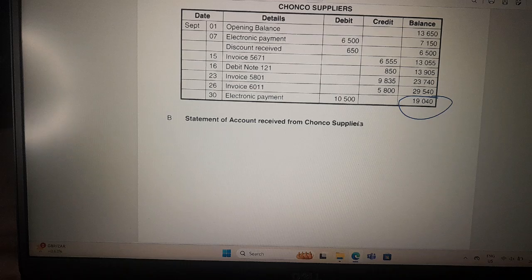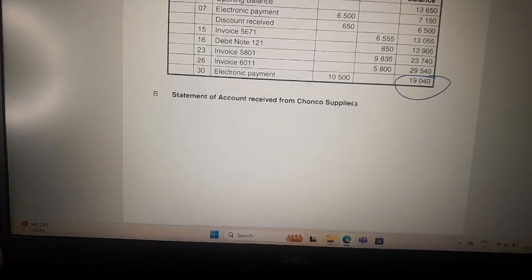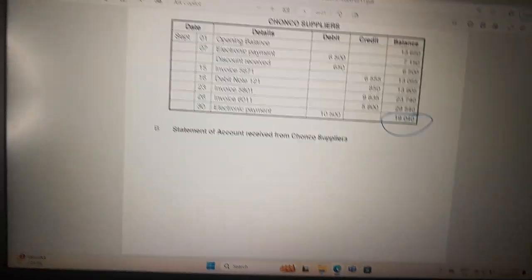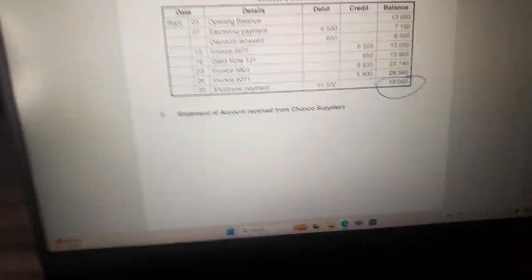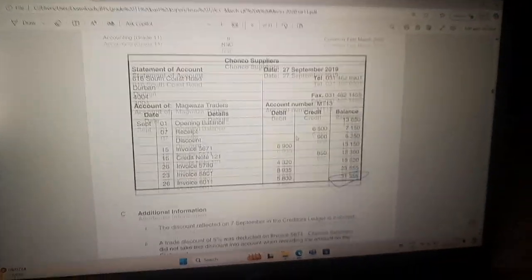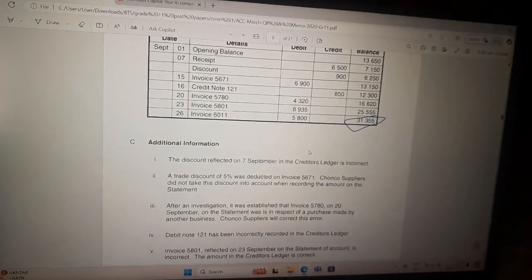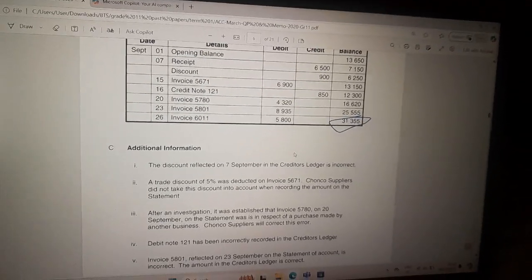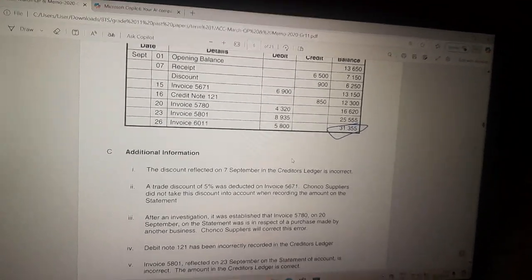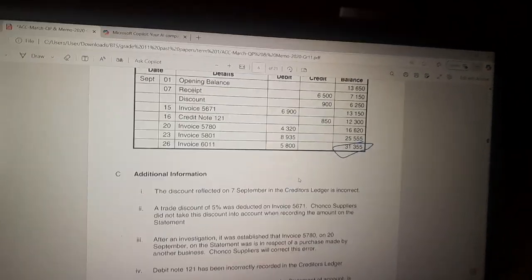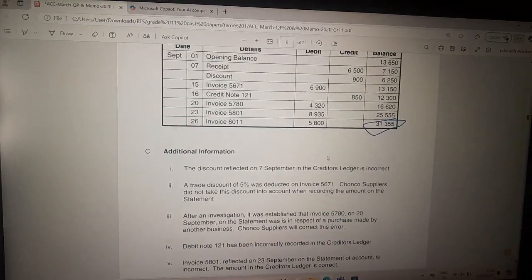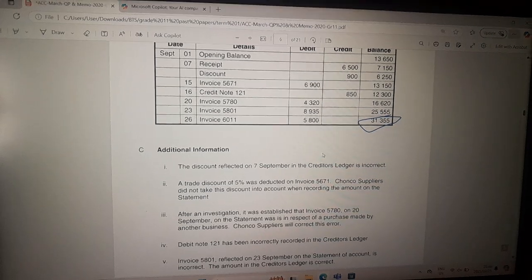And that gives you 345. So basically, the 45 is the what? It is the 5%. And they're telling us what? Chonko Suppliers did not minus it, they did not take it into account. And Chonko Suppliers are who? The creditors that create the statement. So we know for sure that they did not minus that 345. So we're gonna minus it on their side.